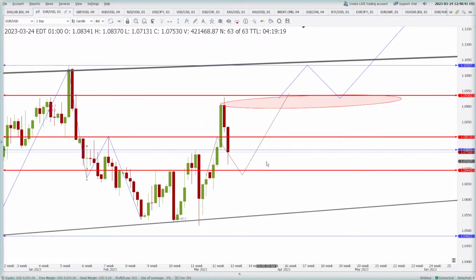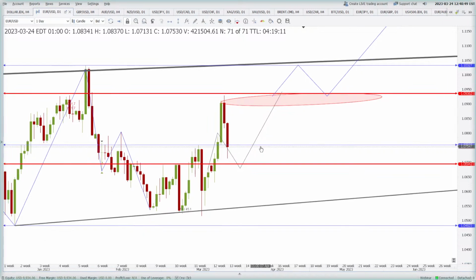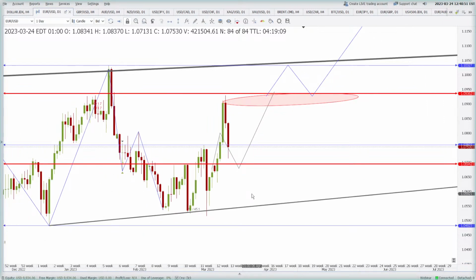Okay, so the levels to watch are 1.0694 right now, and on the upside 1.0936. You can remove this level actually now. This level has no importance now. All right, even this level also has no importance. So these two levels are the things you should keep an eye on.